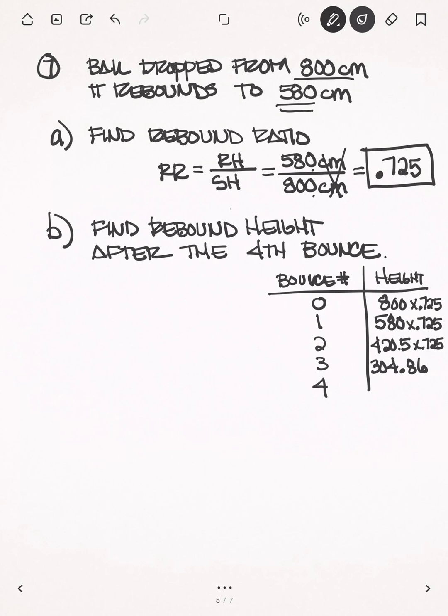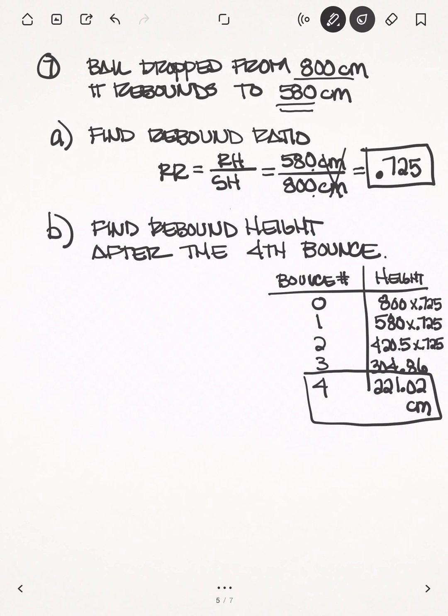Then I'm going to multiply by 0.725 again, and I get 221.02 centimeters. After my fourth bounce, it's going to be 221.02 centimeters high. Now that's a lot of work to find the answer. Is there a faster way? Can we write a rule and then just plug in 4 into the rule to find out how high the ball will be after the fourth bounce?